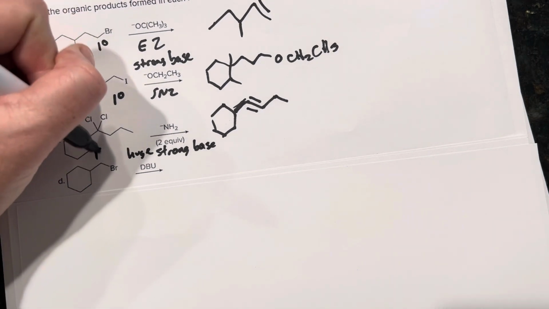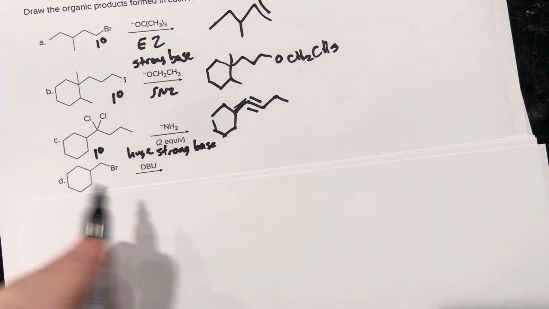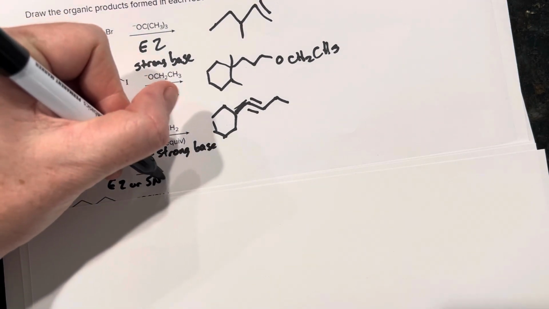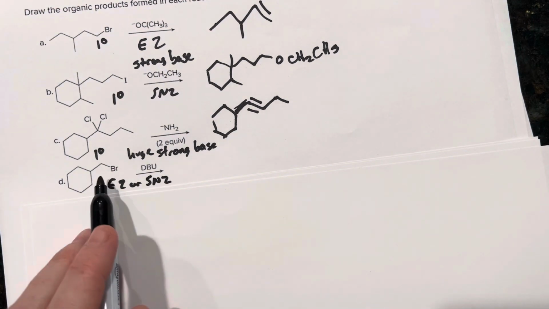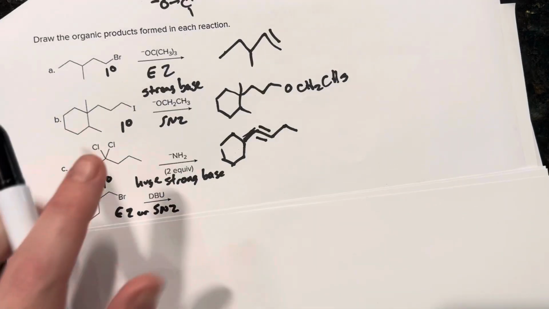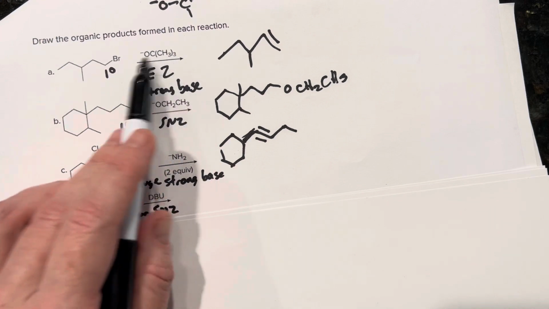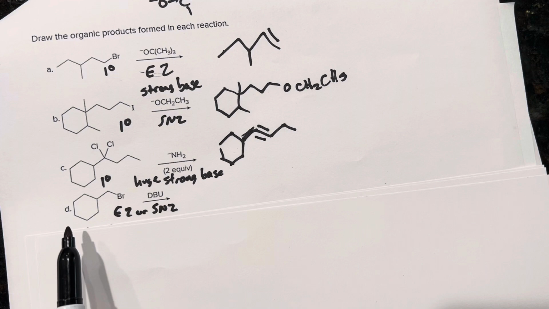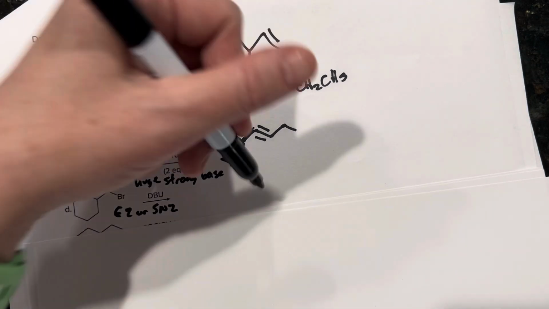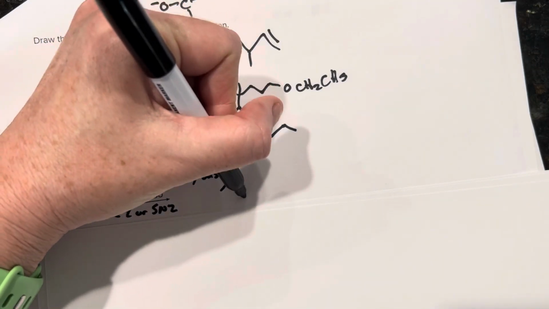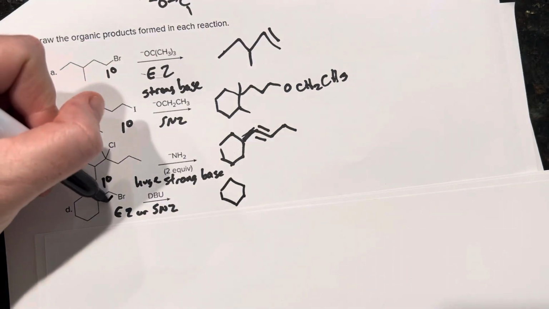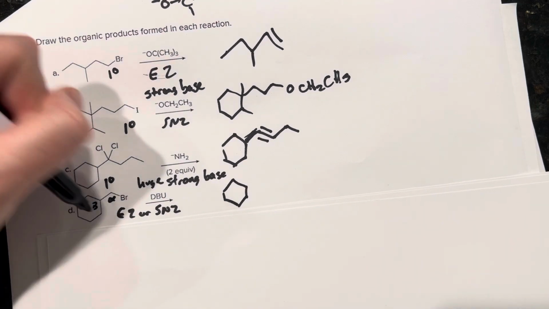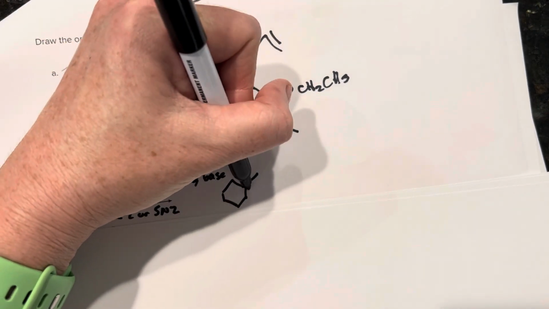Here it's primary. So it can go via either E2 or SN2, right? But it's a big, strong base. So just like up here, we had a primary with a big bulky base, and so we only went via E2. The exact same situation will happen here. We have a strong base, so it's only going to go via E2. This is our alpha, right? Our beta can only be here, so we'll end up with that.